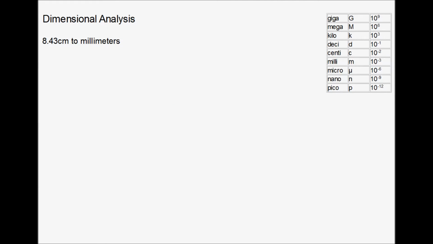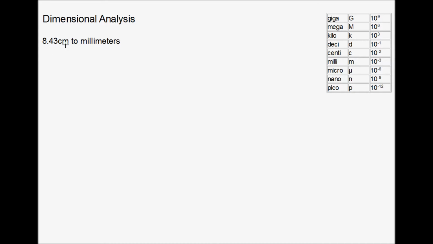For our first example, we're going to be converting 8.43 centimeters into millimeters. In the upper right corner of the screen, I provided a table of some of the prefixes within the SI unit system. In this problem, we're converting from centi, one prefix, to milli, a different prefix. We always start the same way.